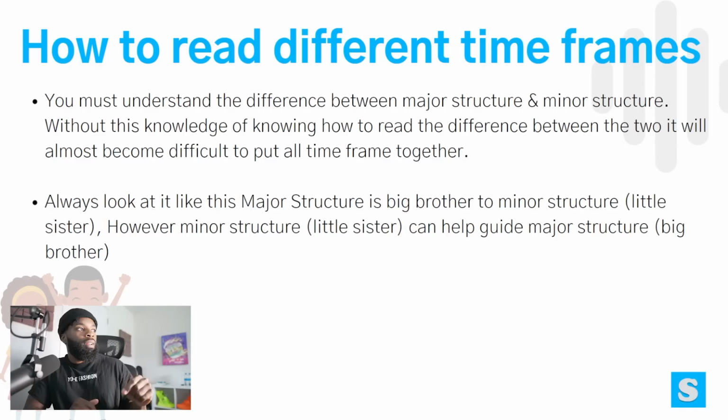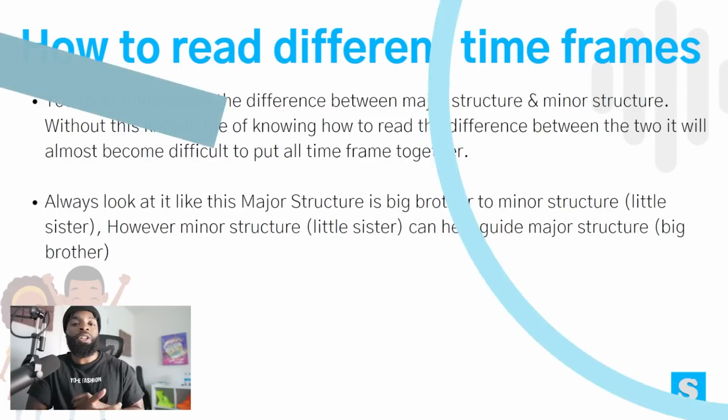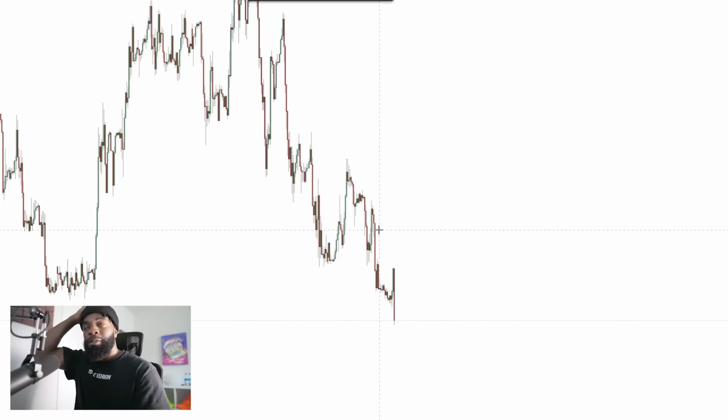Now, one thing I really want you guys to understand with structure is this. Always look at it like this. Major structure is going to be your big brother, and minor structure is going to be the little sister. However, minor structure can guide major structure. All right, so what we're looking at is the 1 hour time frame. So now we need to establish major structure. So what is major structure? Major structure is anything above the time frame that you are marking up on the charts. Minor structure is anything below the time frame that you are marking up or looking at on the charts, vice versa. So that being said, we're actually just going to go ahead and start looking for the major moves.